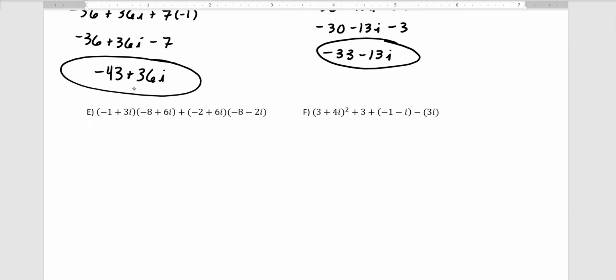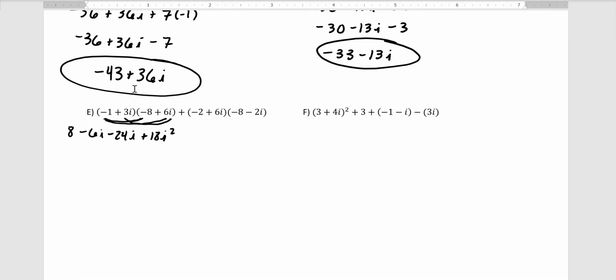Negative 1, so we have multiplication here, we have multiplication here, and then we're adding the two things we find. Okay, so we got to do our multiplication before our addition. So negative 1 times negative 8 would be positive 8. Negative 1 times 6i would be negative 6i. 3i times negative 8 would be negative 24i. 3i times 6i would be positive 18i squared.